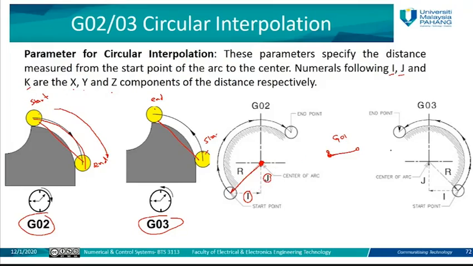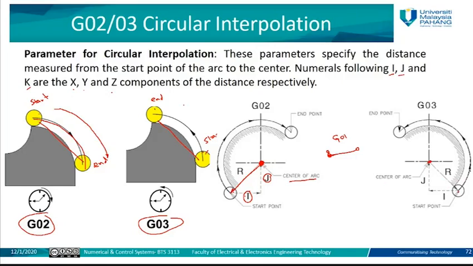In the case we have the radius already, I mean the value of R, we are going to use R only. No need to use I, J and K. So it depends. If in your example or question you are only given the coordinate of the center of the arc, then you are going to use these coordinates I, J, K, which is the distance between the start point and the center of the arc.